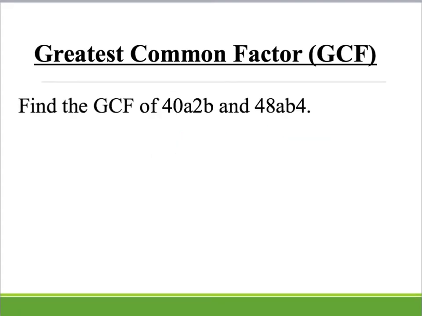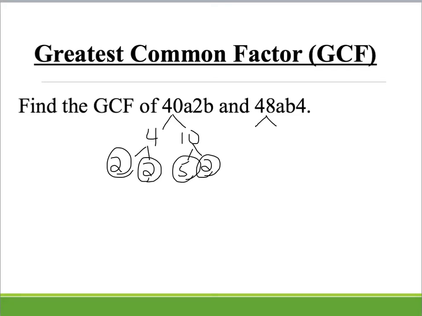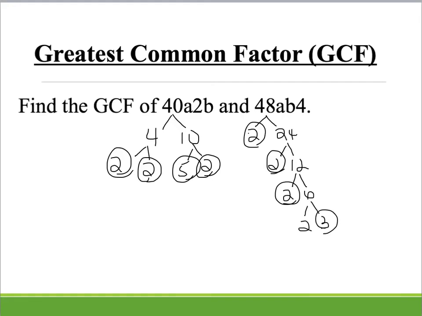Okay, so doing greatest common factor, including monomials now. Okay, so here it's the same idea. I'm going to first factor the whole number. So 4 times 10, 2 times 2. Okay, circle the prime, and 5 times 2. For 48, I can do 2 times 24, 2 times 12, 2 times 6, and 2 times 3.